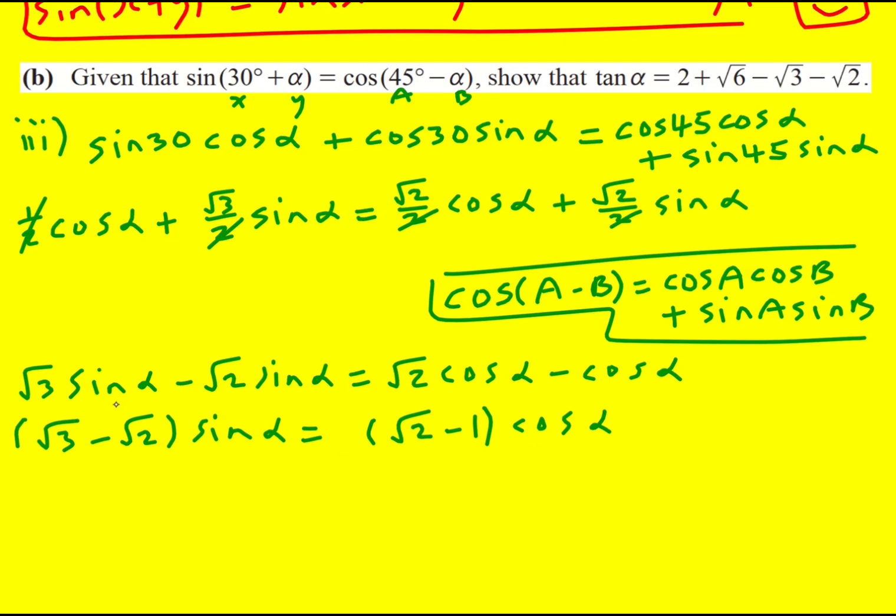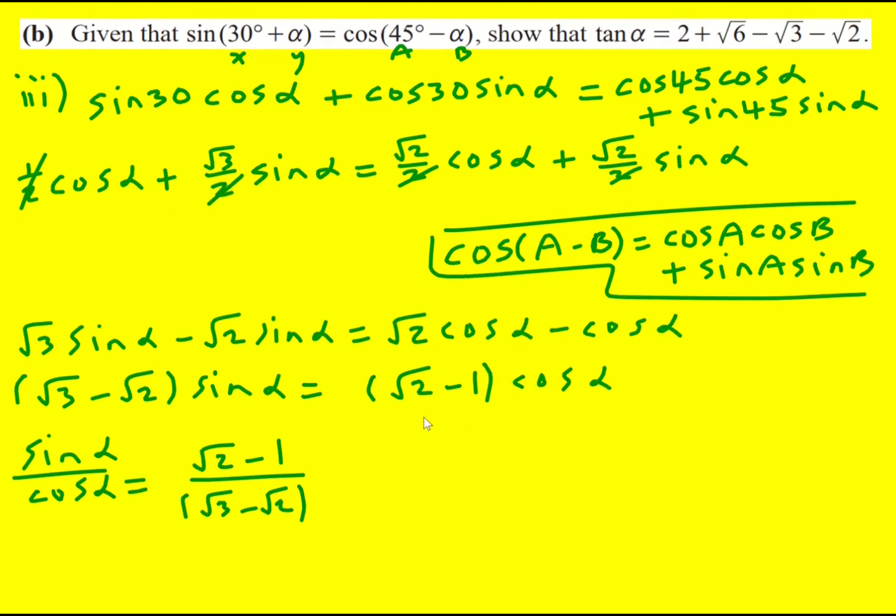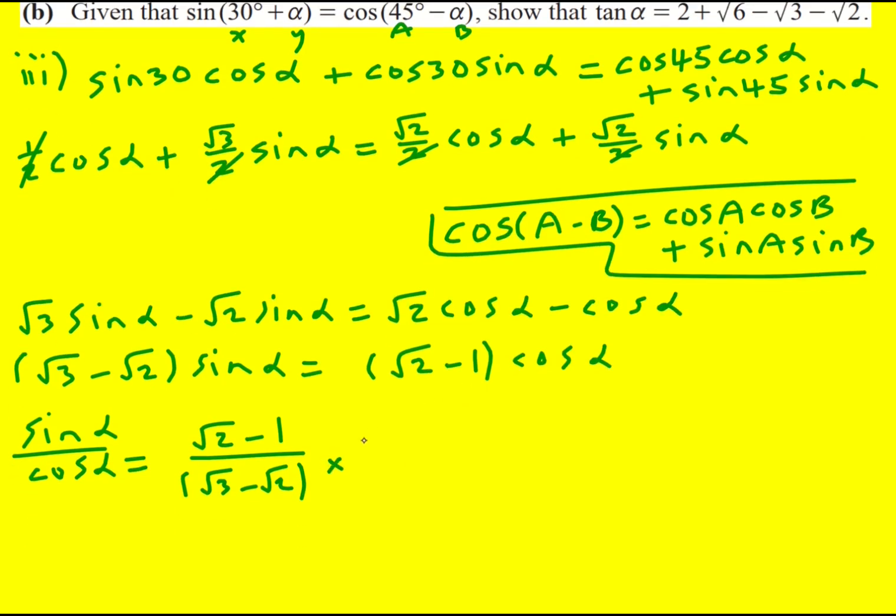And just like you can cross multiply, you can cross divide, I suppose. I can divide through by cos and divide through by this root 3 minus root 2. So sine alpha over cos alpha is going to be root 2 minus 1 all over root 3 minus root 2. We're nearly there. We can now rationalize the denominator. So I can times the top by root 3 plus root 2. You don't often get surds in both parts, but it works in exactly the same way. We're using the idea of the difference of two squares to cancel this out.